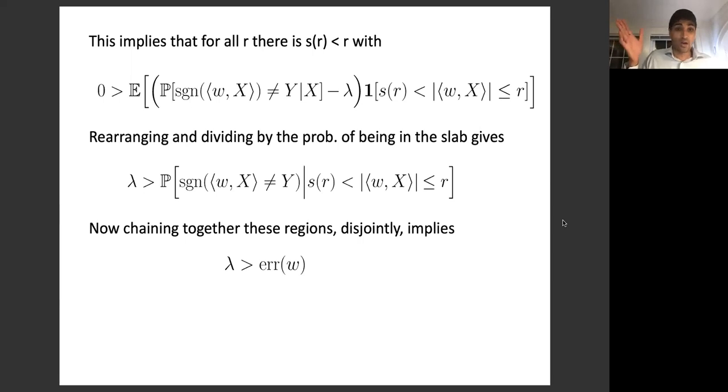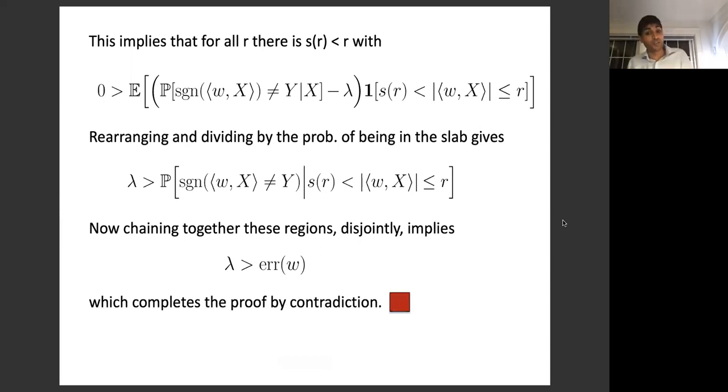And now we're actually done, because what we can do is chain together a bunch of these regions. We start off with some threshold R, and then this argument tells us there is an S of R, so that this contribution of the conditional error is less than lambda. And that becomes our next R, and there's a new S of R. When we chain all these regions together and average them in the right way, we'll get the overall error of our hypothesis. And because we're just averaging both sides of these inequalities, we'll get that lambda is actually strictly larger than the error of our hypothesis. So this contradicts the assumption that we started off with, that W has large error.